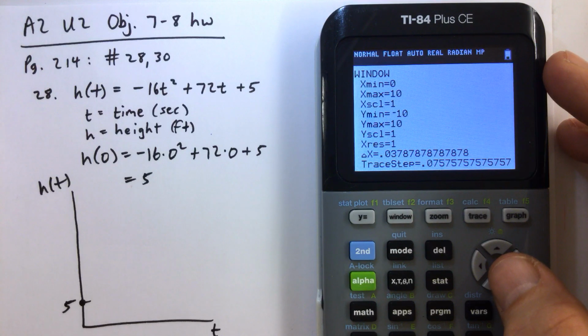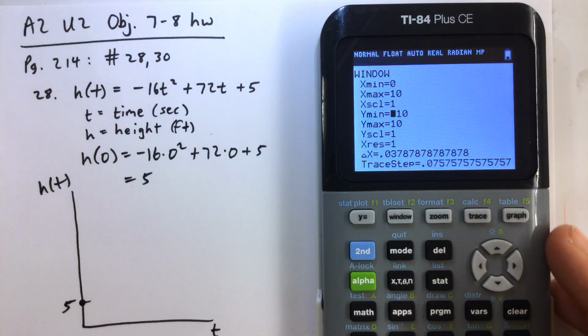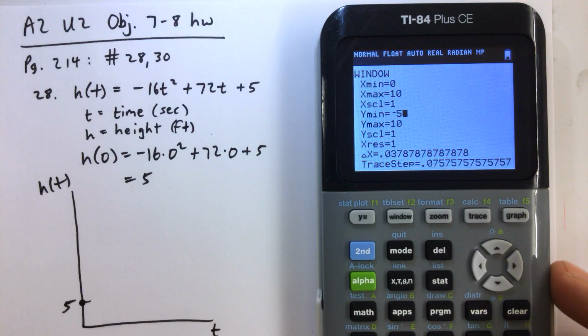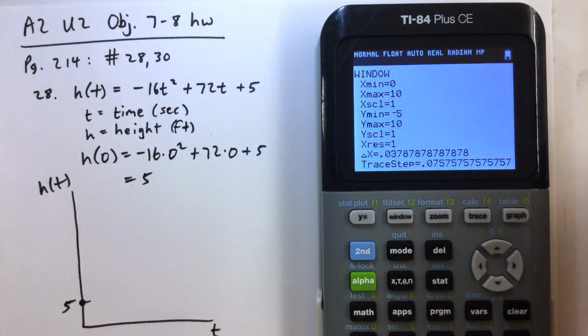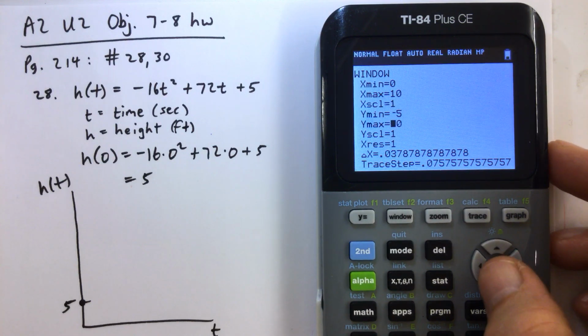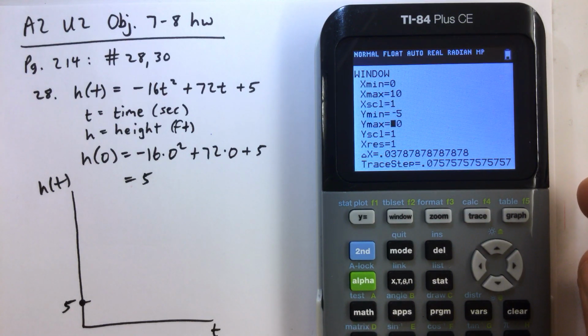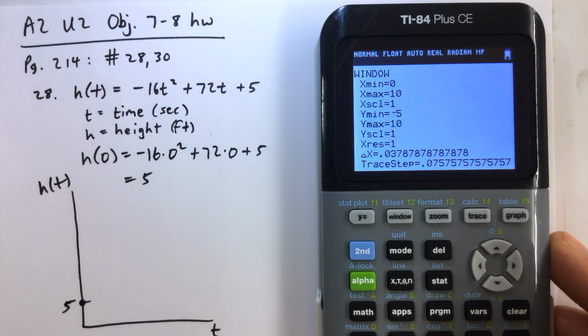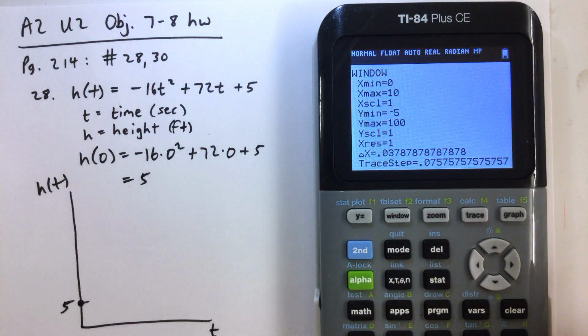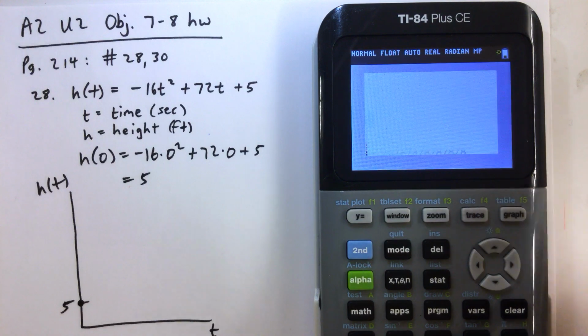And then the y min, the y is the height, so the height can't be lower than 0. But what I am going to do is start the height at -5, because I'll show you what that means here in a minute. It'll be easier to see the x-intercepts if we allow the y min to be -5. And then the y max, I don't know how high it's going to fly, but let's say 100 feet. And then go to xres 3 and hit graph.